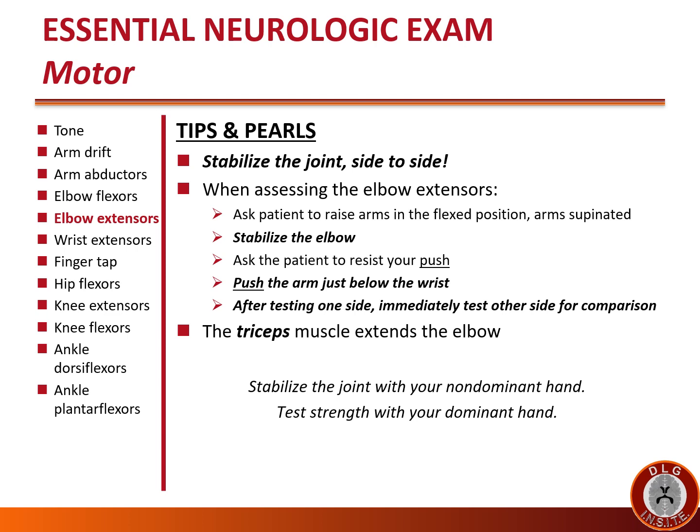Tips and pearls, motor, elbow extensors. Stabilize the joint side to side. When assessing the elbow extensors, ask the patient to raise arms in the flexed position, arms supinated. Stabilize the elbow. Ask the patient to resist your push. Push the arm just below the wrist. After testing one side, immediately test the other side for comparison. And again, stabilize the joint with your non-dominant hand and test the strength with your dominant hand. The triceps muscle extends the elbow.